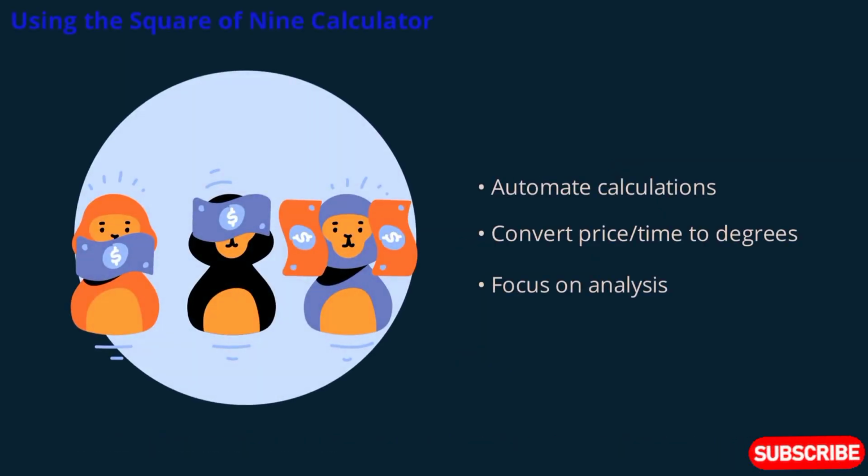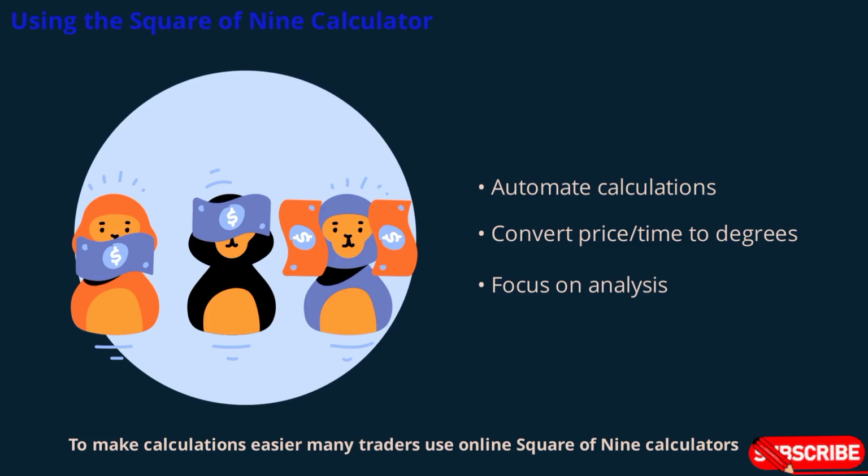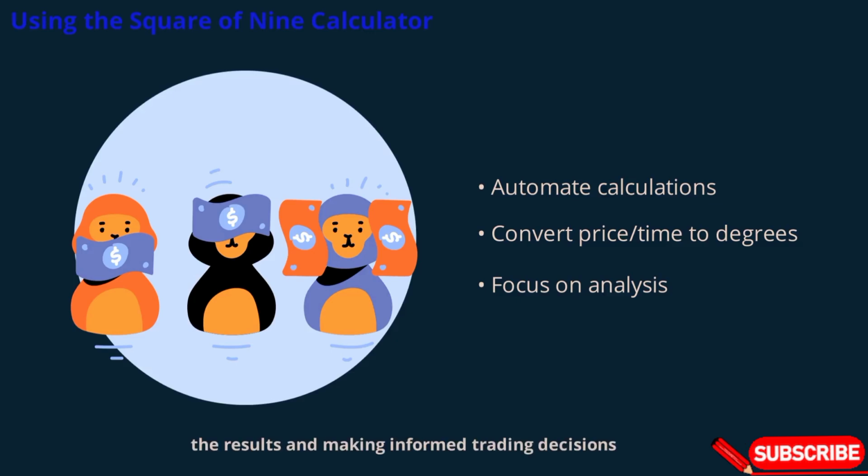To make calculations easier, many traders use online square of 9 calculators. These tools allow you to quickly convert prices and time units into degrees, helping you identify when squaring events might occur. By automating the math, you can focus more on interpreting the results and making informed trading decisions.